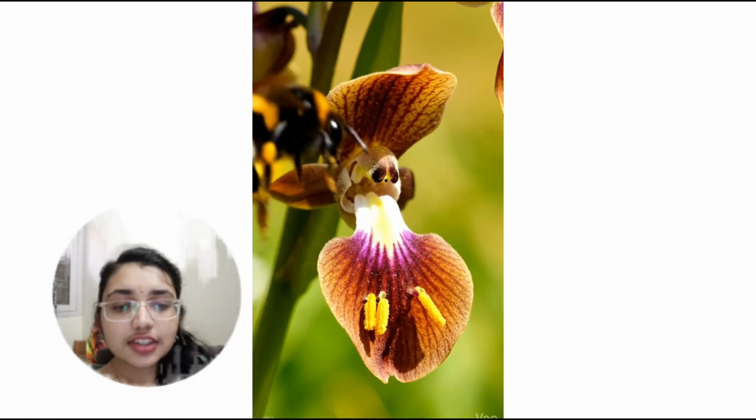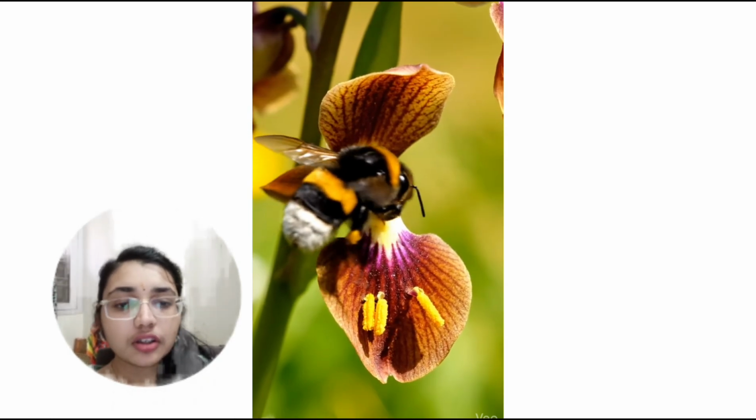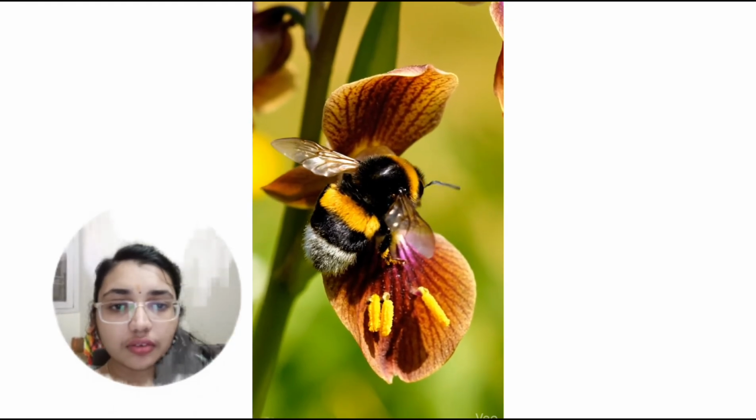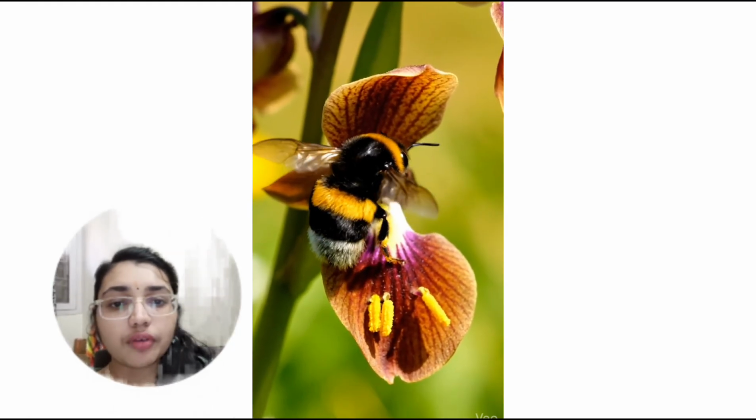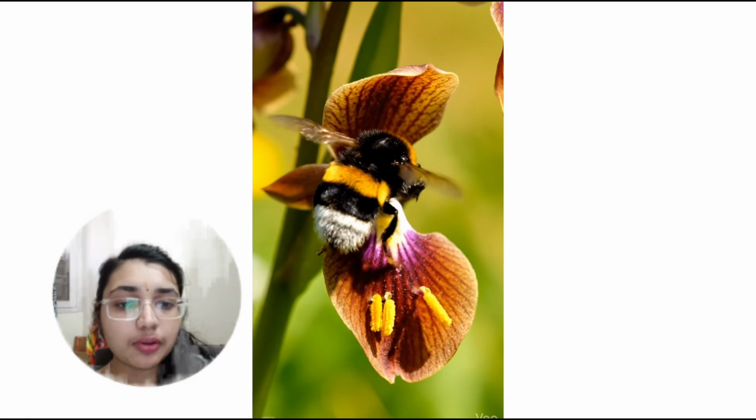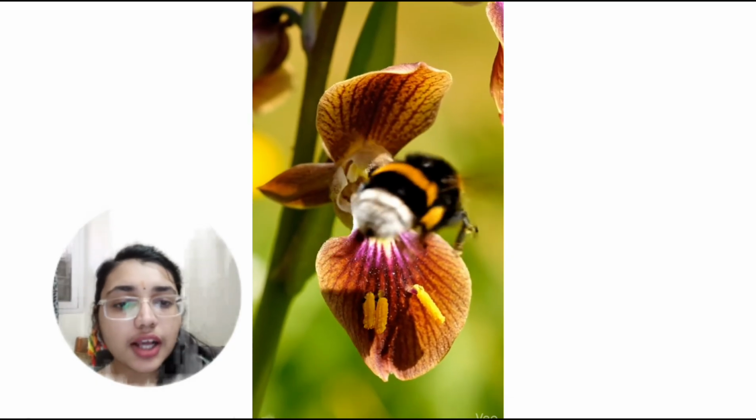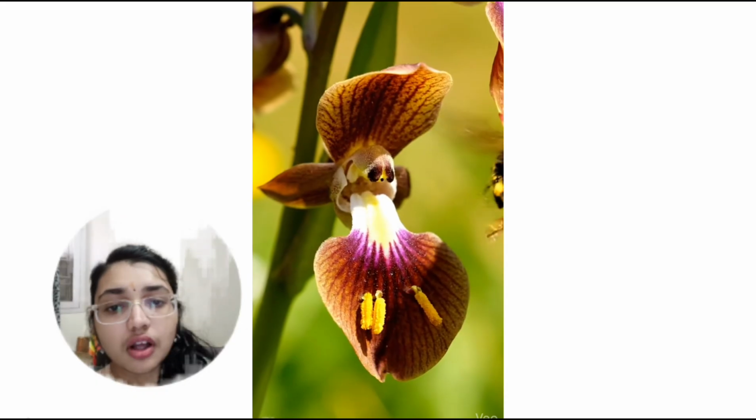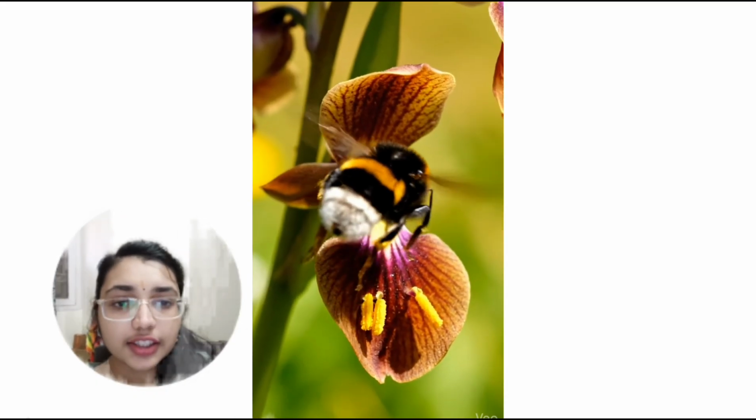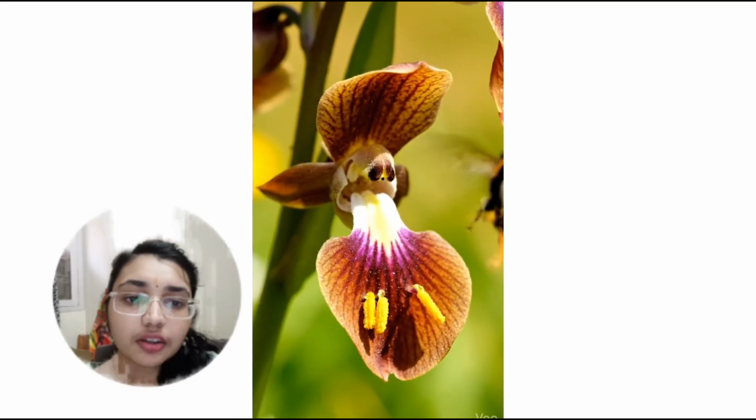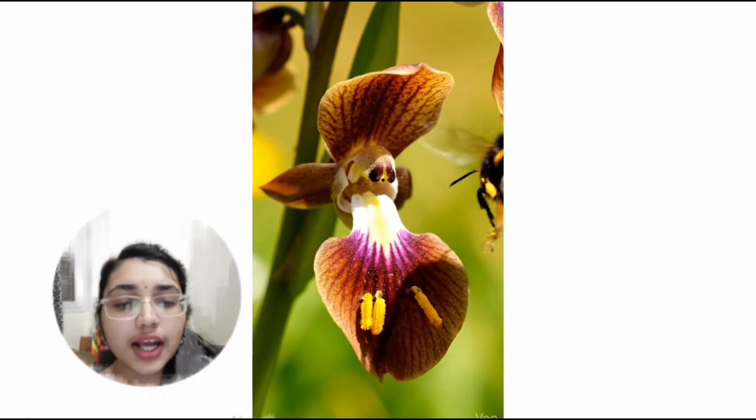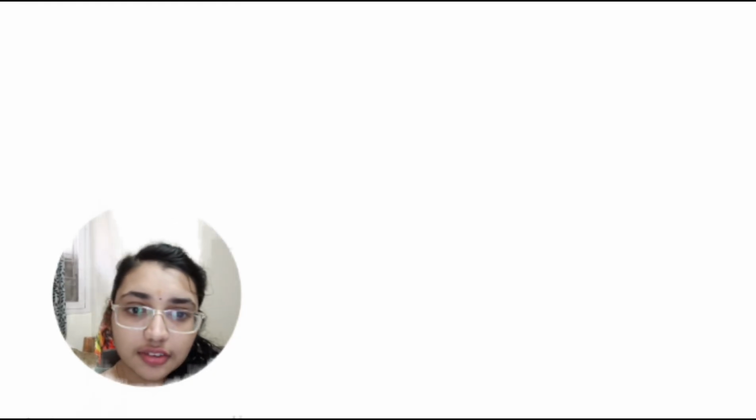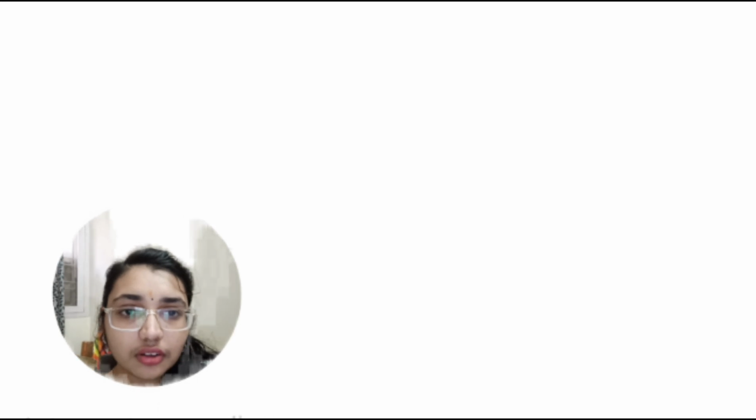This is a classical example of pseudocopulation, where these orchids, the ophrys, resemble the female bumblebee in shape, color, and even the scent, that is pheromones. Male bumblebees are attracted and try to mate with the flower, and in this process they pollinate it. So this is the correct answer, option 2.